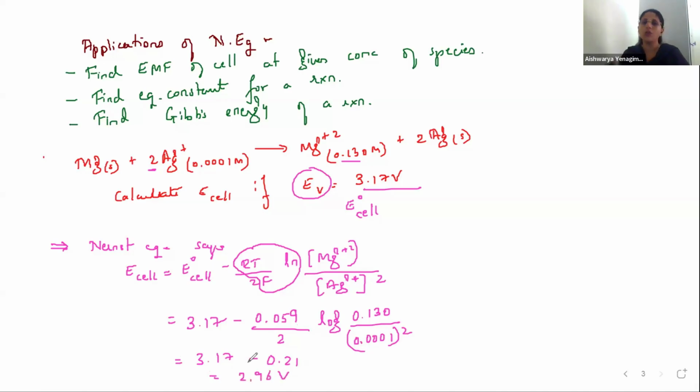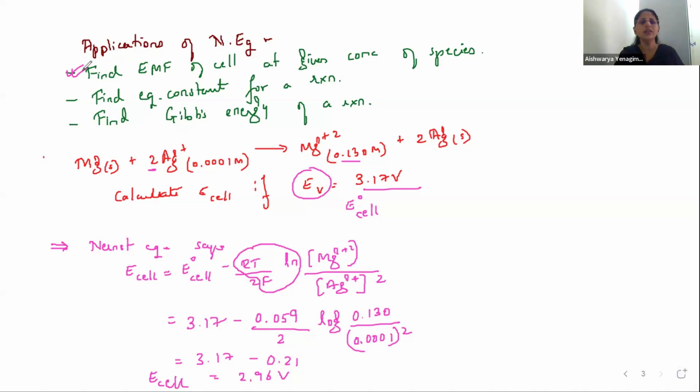So we can actually find the EMF of a cell at given concentrations. Concentrations are given, and you are calculating the EMF. This is the value of E cell, the EMF or cell potential. Is that clear? So this is the first application we understood.